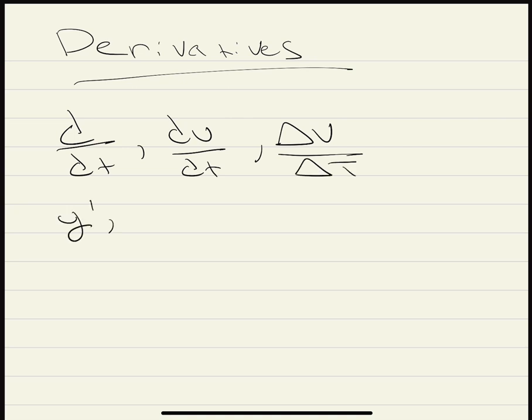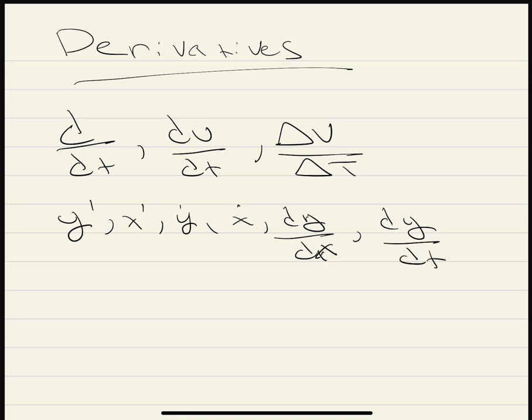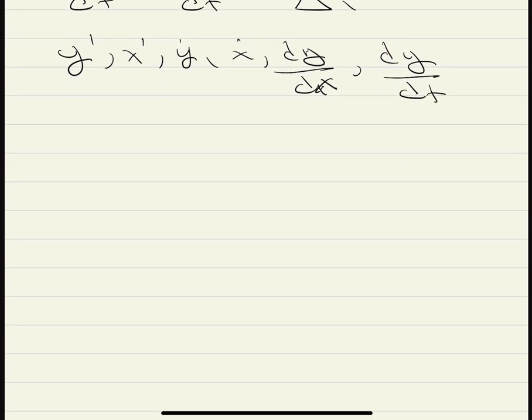Formal notations are y prime, x prime, y dot, x dot, dy over dx, or the derivative of y with respect to x, dy over dt. It doesn't really matter. You're going to have to see a bunch of different notations and get familiar with them. That's just how it goes.